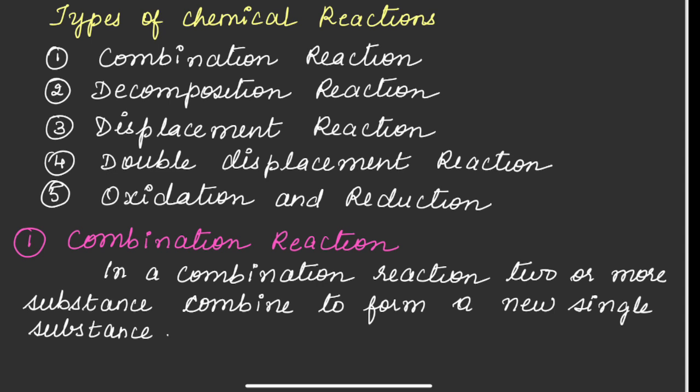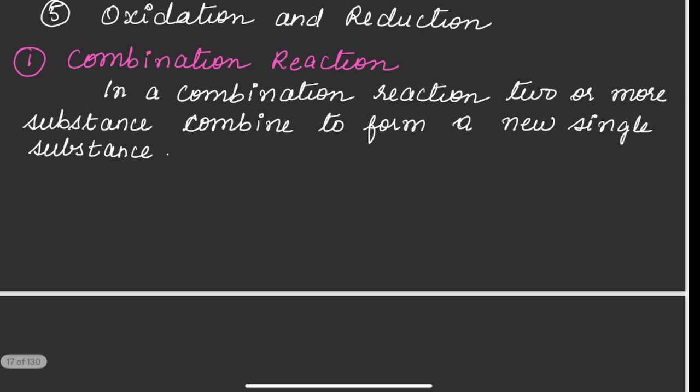So now in this video, we are going to study in detail about combination reaction taking various examples. Now let us start the video. So the first reaction is combination reaction. In a combination reaction, two or more substances will combine to form a new single substance. Meaning, this is one reactant plus this is second reactant. So two reactants will combine together to form only one product. That is called combination reaction.